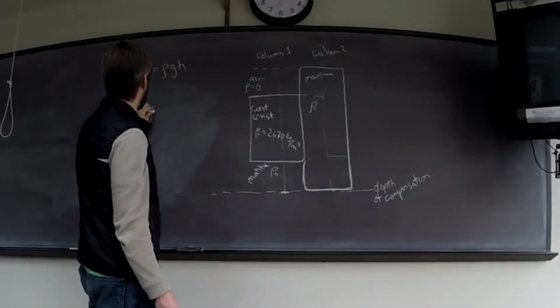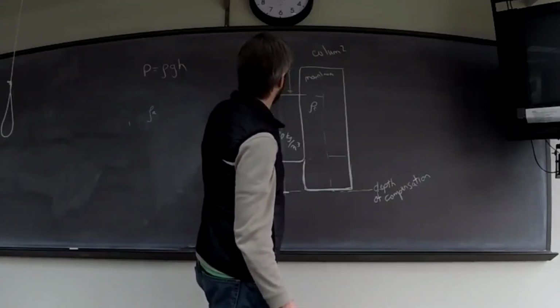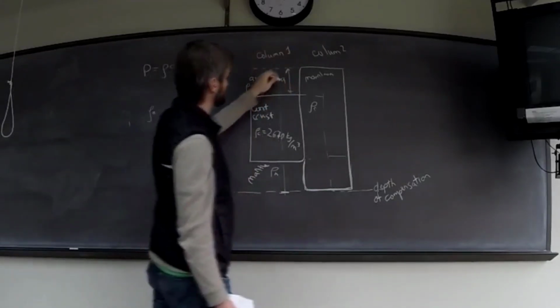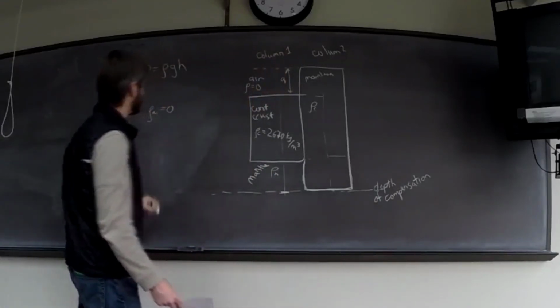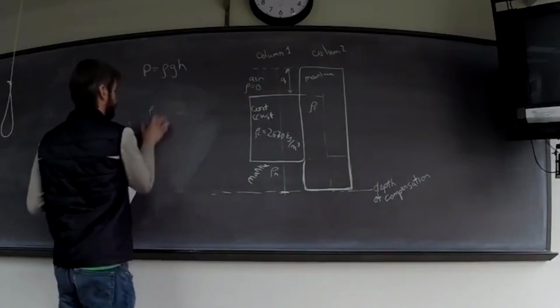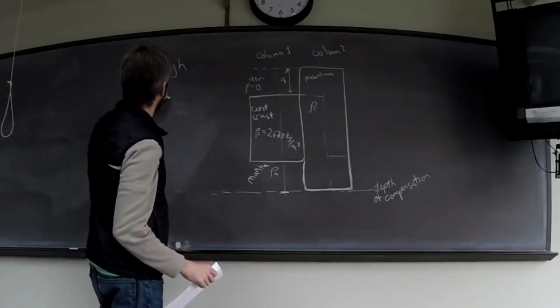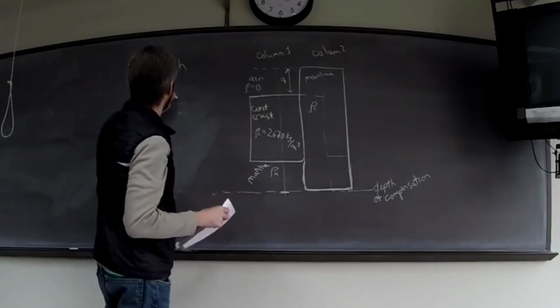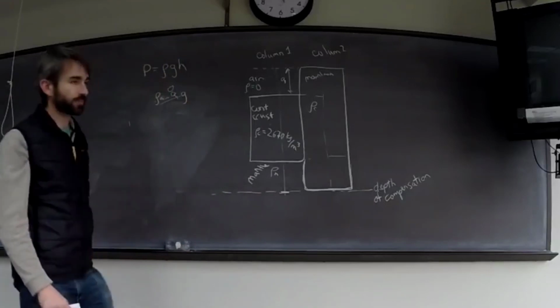Well, it's rho air, height A1, which is equal to 0. Rho air times A1 times G. Well, rho air is 0, so this is 0.